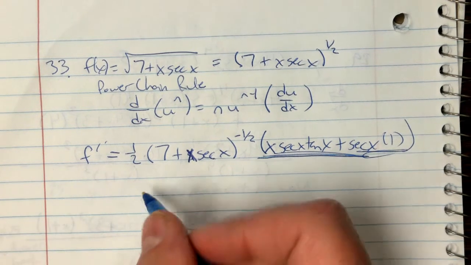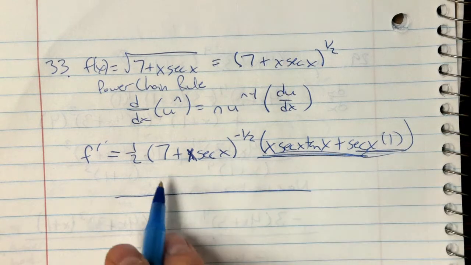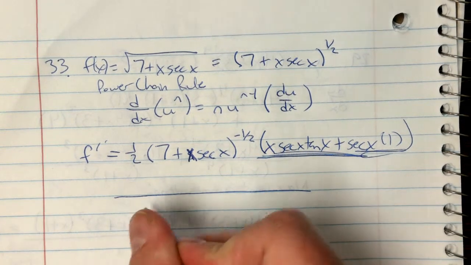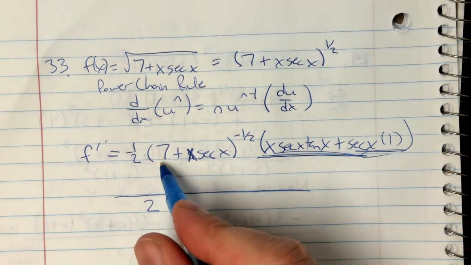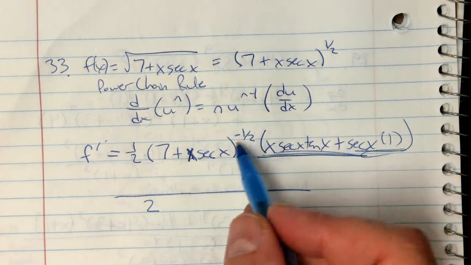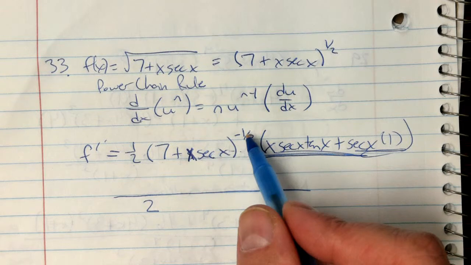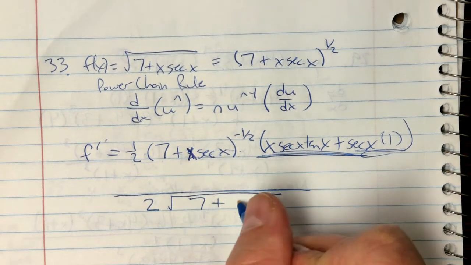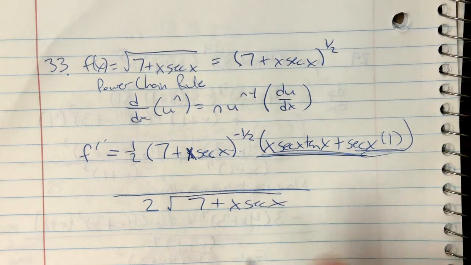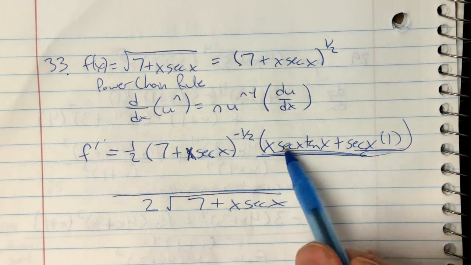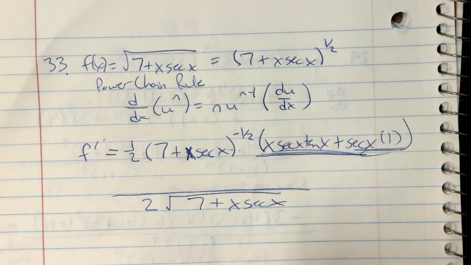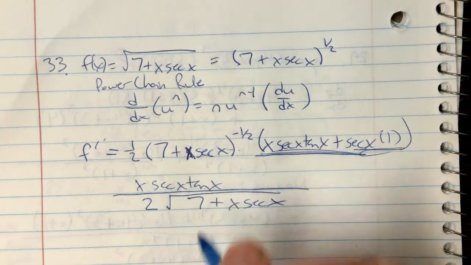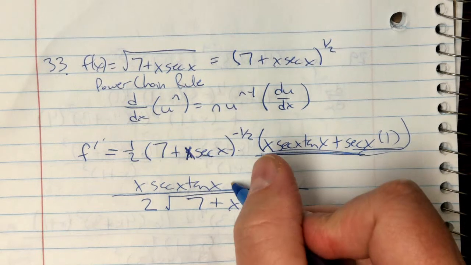So then this just gets rewritten with the 2 on bottom, with the 7 plus x secant x part on bottom, but with the square root, and this stuff on top: x secant x tangent x plus secant x.